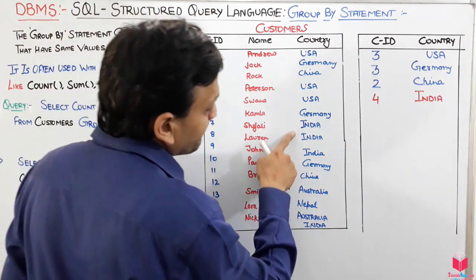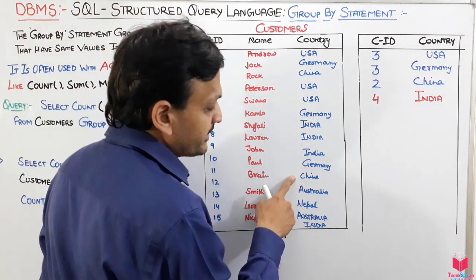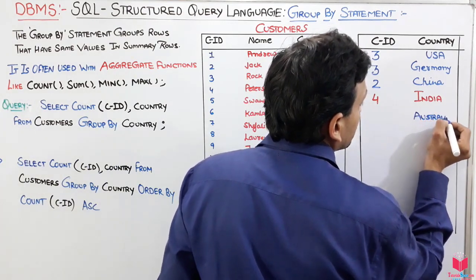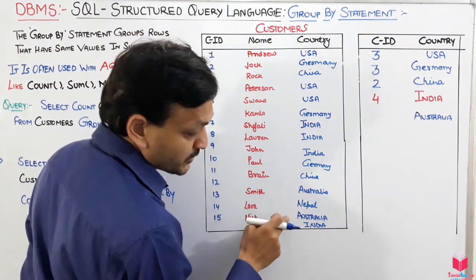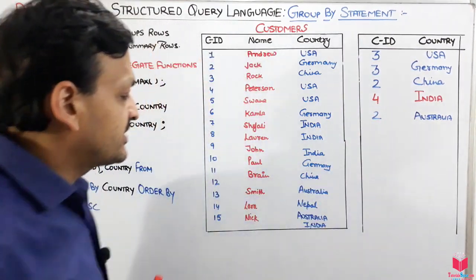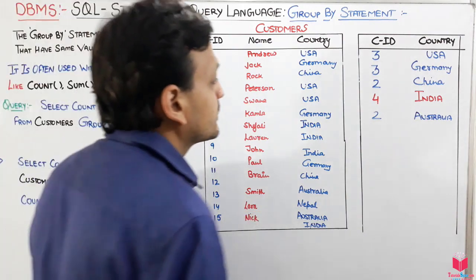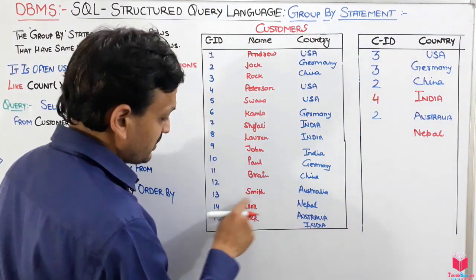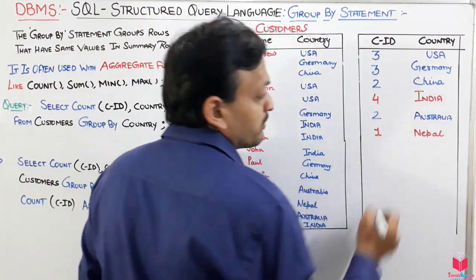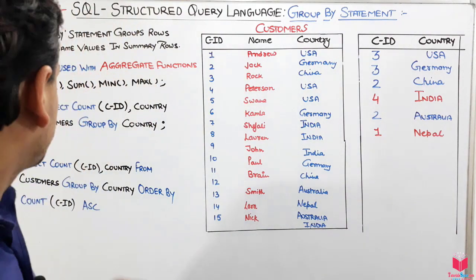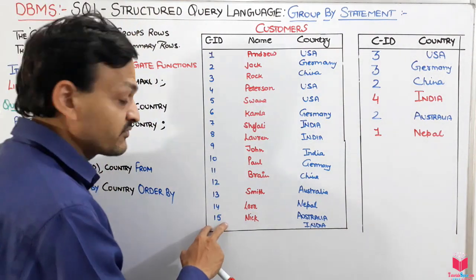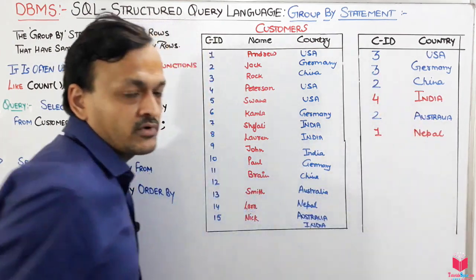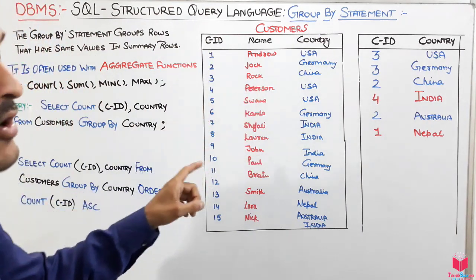After that, India and Germany are already done, China already done, Australia. Let's count it: 1, 2. After that, Nepal. Nepal comes only one time, so only one employee belongs to Nepal. That is the output from that query. Let's count it. In total we have 15 CIDs: 3, 3, 6, 7, 8, 9, 10, 11, 12, 13, 14, 15. Yes, we have counted correctly. So this will be the output from that query.